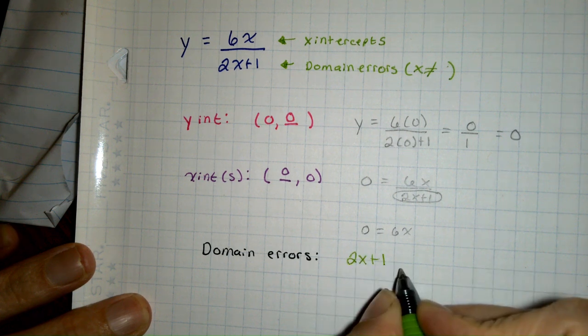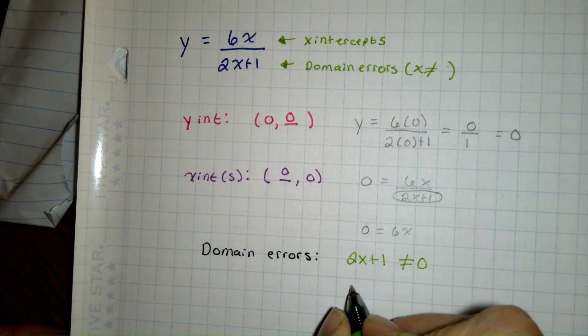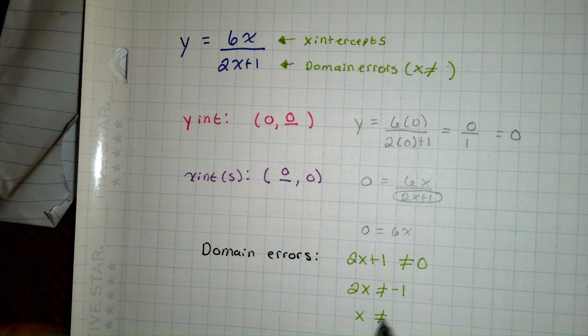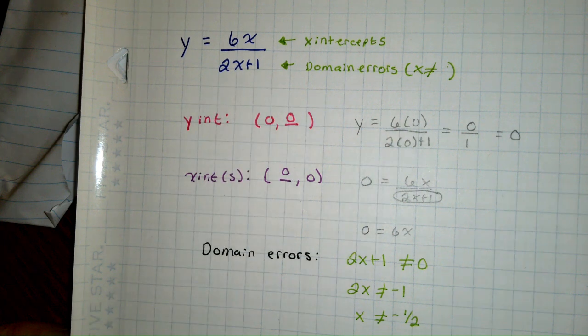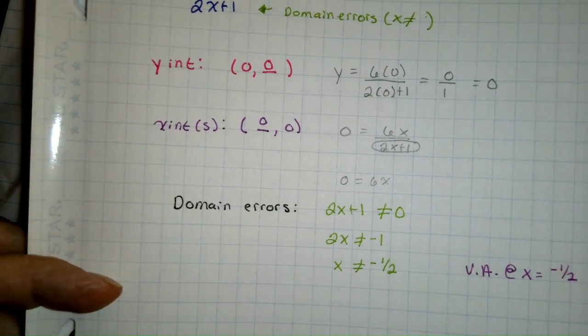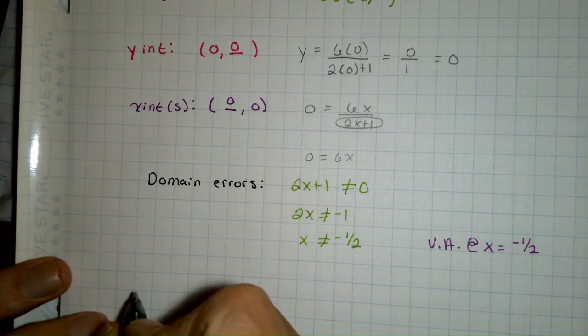2x plus 1 is on the bottom, and the bottom cannot equal 0. So 2x cannot equal -1, so x cannot equal -1/2. And since it does not cancel out, we have a vertical asymptote at x equals -1/2.